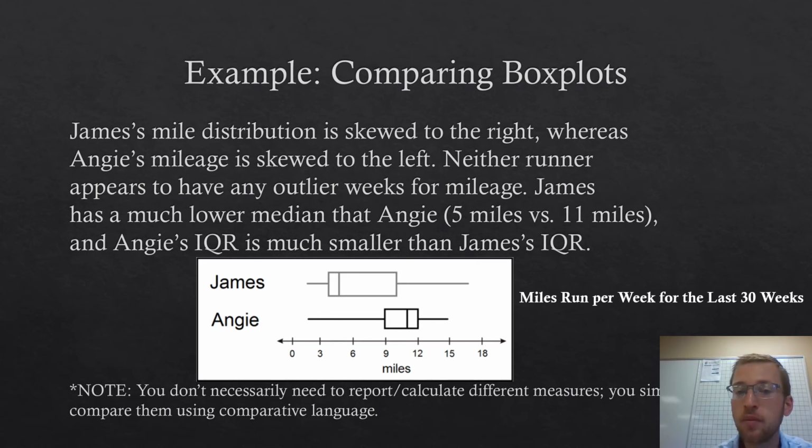Just make sure that you are comparing the shapes. Are they the same or different? Talk about outliers. Does one have an outlier and the other doesn't, or do neither of them have outliers? Talk about the center, compare the centers, and then finally talk about spread and then put it all into context.